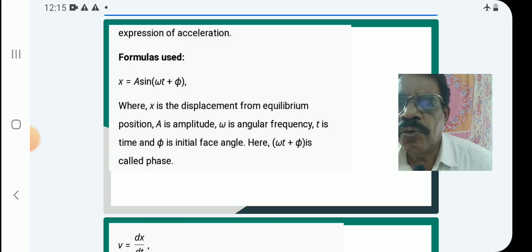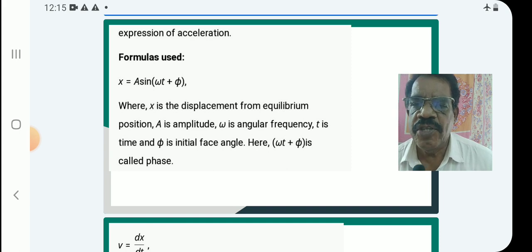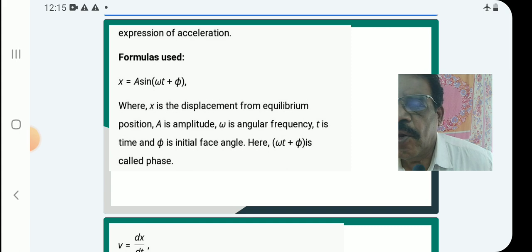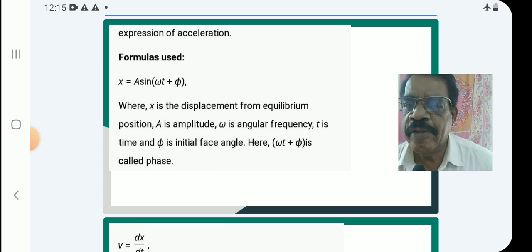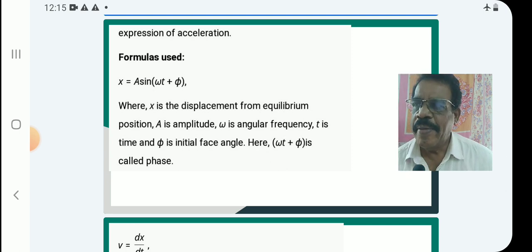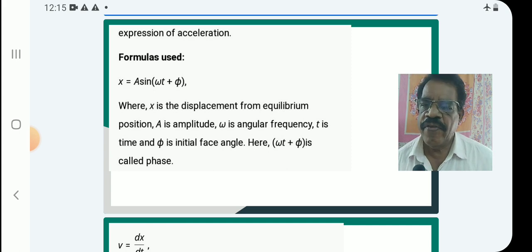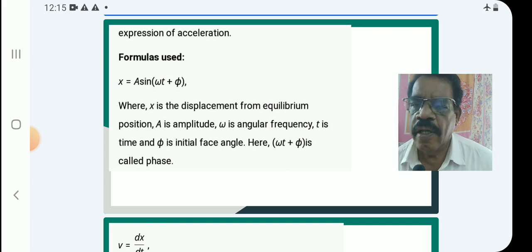A is the amplitude, omega is the angular frequency. It is also called angular velocity, t is time, and phi is initial phase. Phase spelling is mistaken here. It is P-H-A-S-E. Phase angle omega t plus phi is called total phase or a phase. Phase spelling you note. P-H-A-S-E.